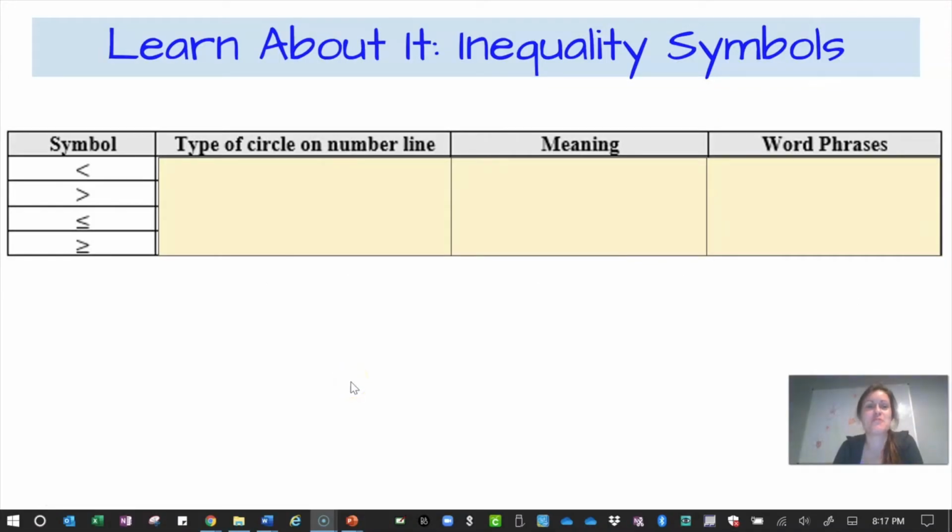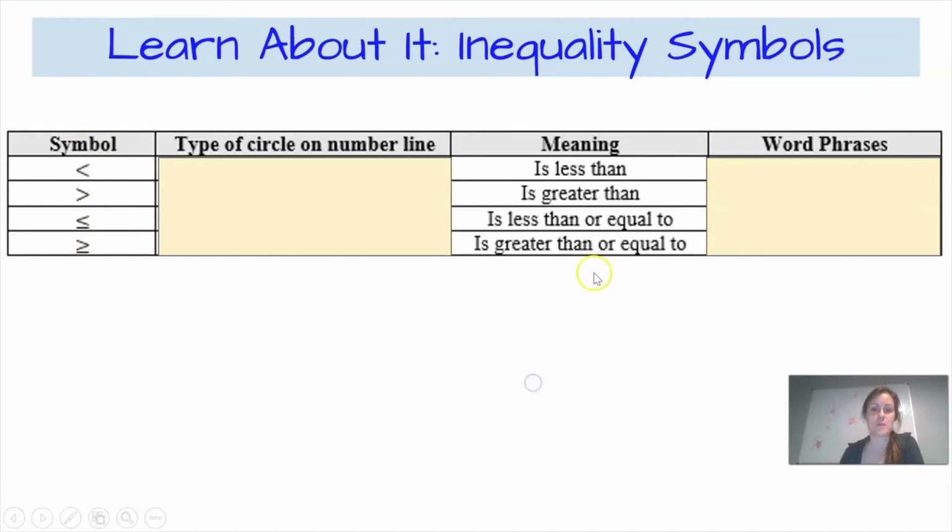Now we're going to move into the Learn About It section, and we're going to learn about inequality symbols. The inequality symbols that we're going to be learning about are in the left-hand column of the table. The first thing that we're going to look at is what those inequality symbols mean. This symbol means is less than. This symbol means is greater than. This symbol means is less than or equal to, and this symbol means is greater than or equal to.